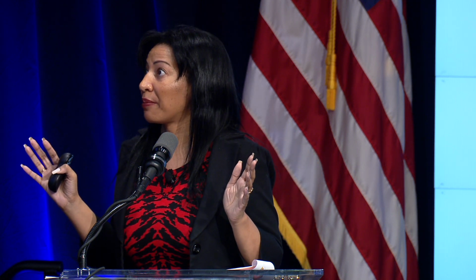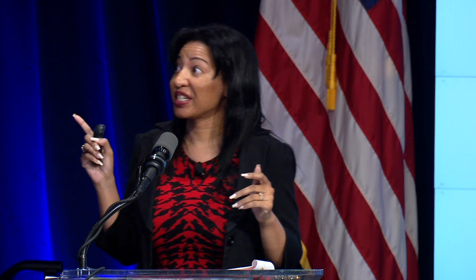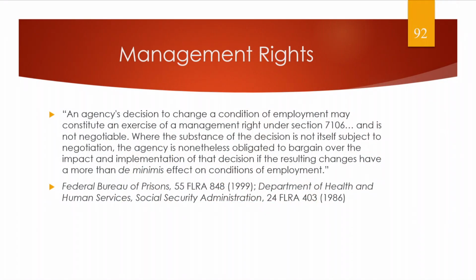I wanted to provide some quotes here because I think that these are important, and this kind of sets the scene for bargaining, and it dispels the notion that just because it violates management rights, you're done and you don't need to negotiate. So this is a quote from the Federal Bureau of Prisons case. An agency's decision to change a condition of employment may constitute an exercise of a management right under Section 7106 and is not negotiable. Where the substance of the decision is not itself subject to negotiation, the agency is nonetheless obligated to bargain over the impact and implementation of that decision if the resulting changes have a more than de minimis effect on conditions of employment.